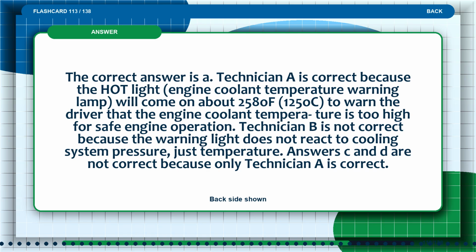The correct answer is A. Technician A is correct because the HOT light engine coolant temperature warning lamp will come on at about 258°F (125°C) to warn the driver that the engine coolant temperature is too high for safe engine operation. Technician B is not correct because the warning light does not react to cooling system pressure, just temperature. Answers C and D are not correct because only technician A is correct.